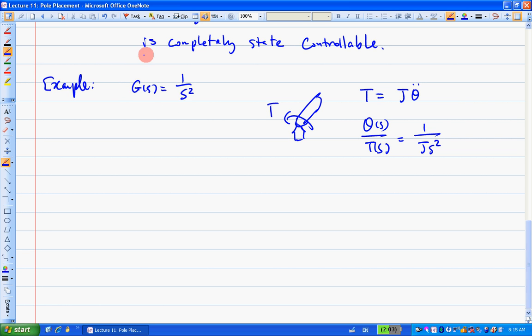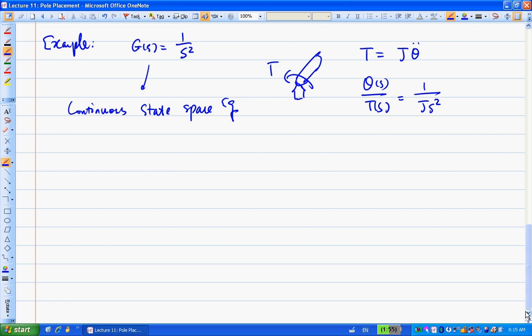To discretize this model, the first step is we need to rewrite this into a continuous state space equation. Now there are different ways of writing this state space equation. I think I'll skip a few steps. I'll give you an appendix for this lecture, but maybe I'll write a few things in here. So let's say Y(s) over U(s) equals 1 over s squared. Let's say this is the input-output transfer function here.